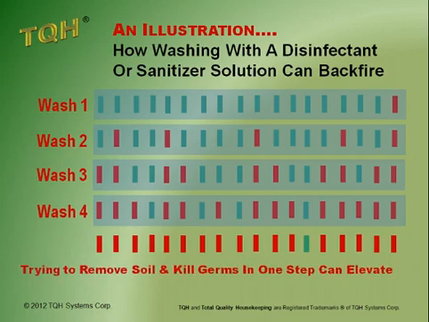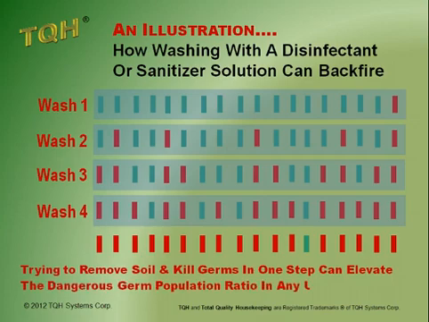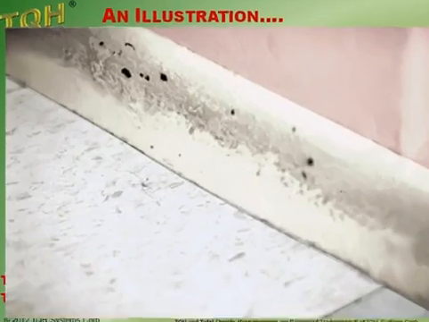So trying to remove soil and kill germs in one step can elevate the dangerous germ population in any unremoved soil, or what we like to call left behind soil. That's when you look at something like a baseboard and you start seeing a buildup, or in grout in a bathroom and it starts to look like you're polishing the grout with black shoe polish. That's unremoved soil.